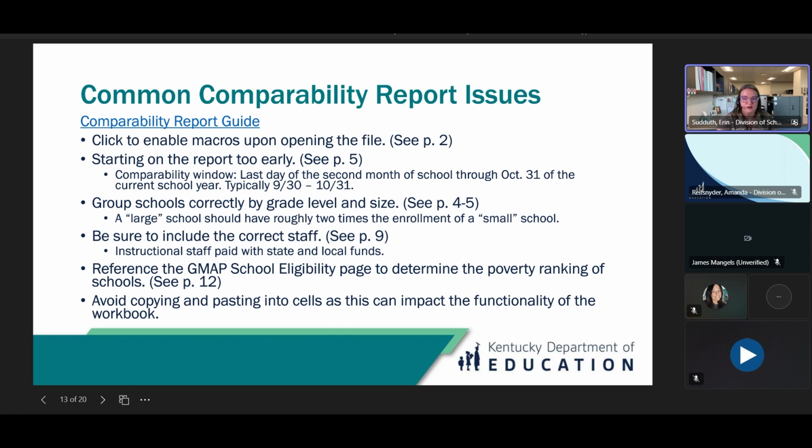There's all kinds of functions and equations built in behind the scenes of this document, and if you don't enable the macros, then they're not going to work properly.